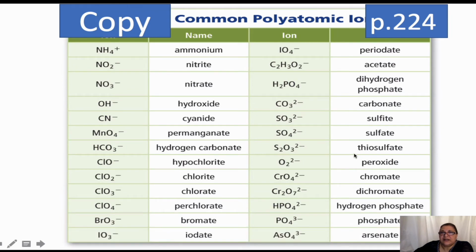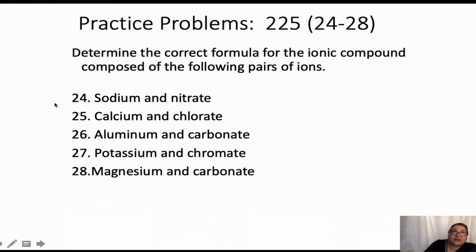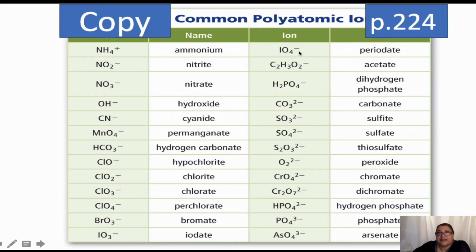Now, this one, you need to pause the video and remember these formulas. These are polyatomic compounds. Some of them, like sulfate and permanganate, you have to familiarize yourself with all of these. Ammonium is NH4 plus, and nitrite is different than nitrate. Nitrite is one less oxygen.